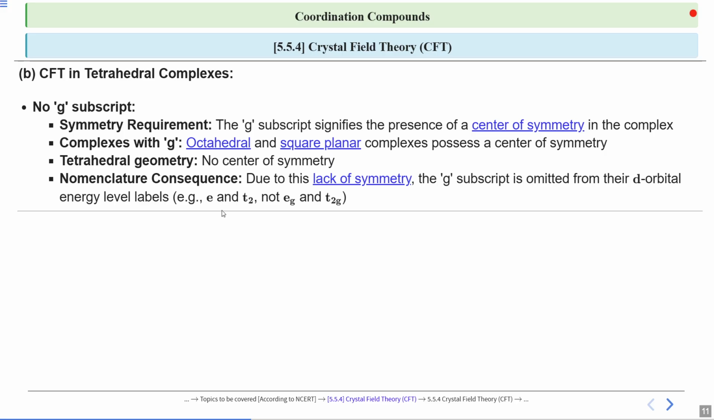Nomenclature consequence. Due to the lack of symmetry in the tetrahedral geometry, the g subscript is omitted from their d orbital energy level labels. Because there is no center of symmetry, we remove this g subscript from the d orbital energy level labels. So it is going to be E and T2, not Eg and T2g. So g is removed due to the lack of the center of symmetry in the tetrahedral complexes.